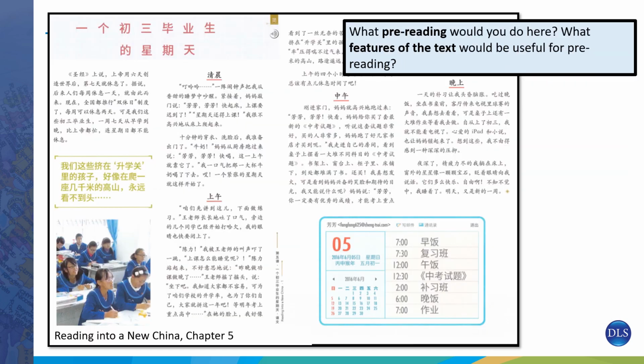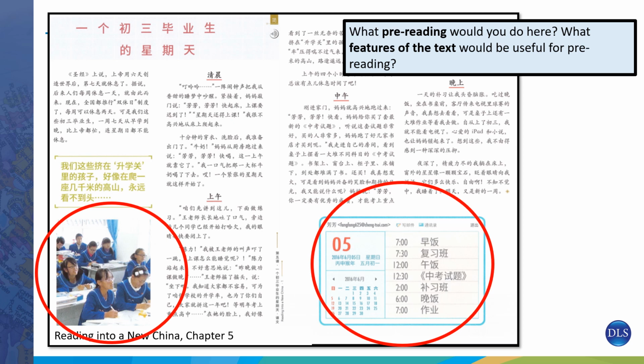Now, let's take a look at a Chinese textbook. So this is Reading into a New China. It's a reading exercise from there, of course. So first of all, just thinking about pre-reading, and you may or may not speak Chinese or read Chinese, but just looking at this text, what features of the text would be useful for pre-reading here? So thinking about pictures, images, any charts or graphs, and then titles. So let's look for those.